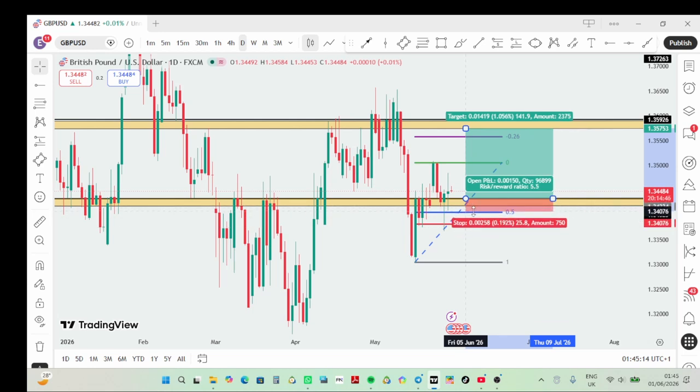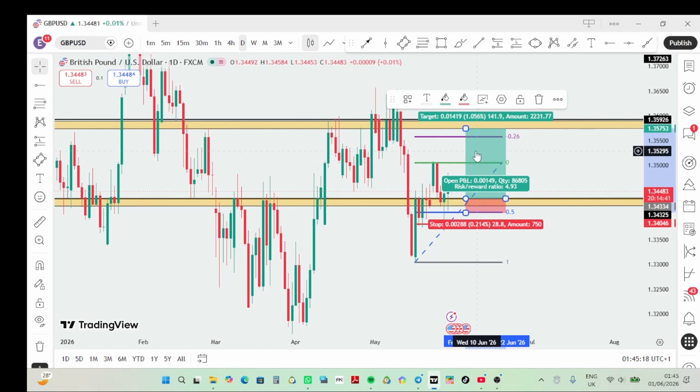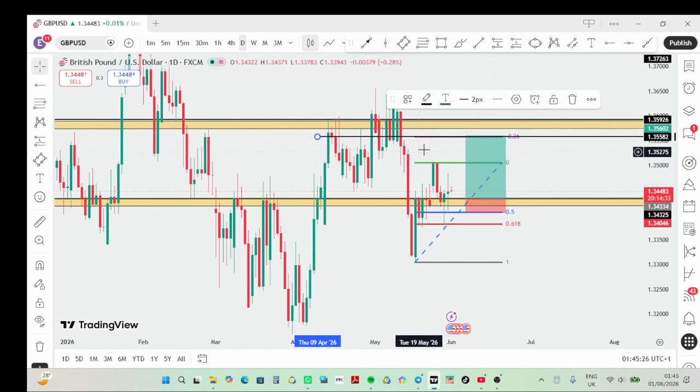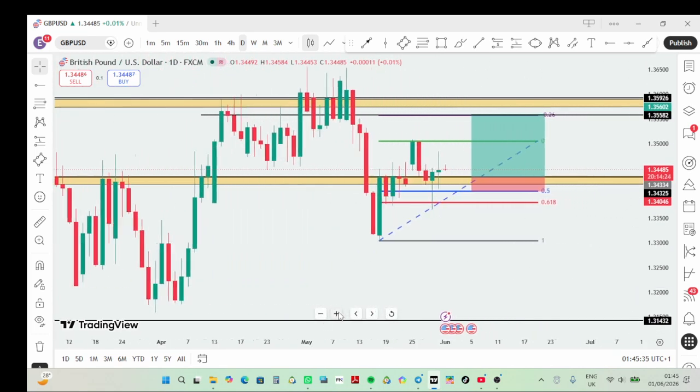So I'll be looking for a move with just a 25 pip stop loss. My stop loss will be somewhere here. Then I will look for the bullish move up to this level. I will prefer to come out at this point, that's 1.35582. I prefer to come out at that level.